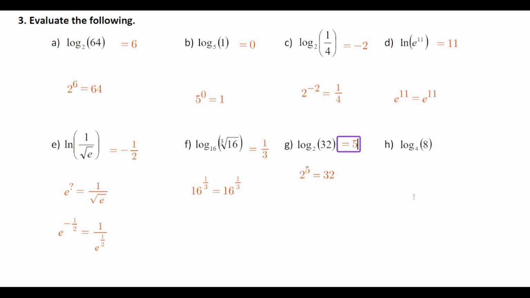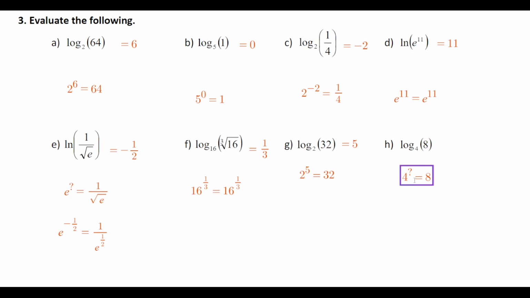Log base 4 of 8. Now we're getting a little trickier here. Okay, 4 to what power is 8? Now 8 is not a power of 4 in the sense that you can't raise 4 to a whole number power and get 8. Right? 4 to the first power is 4. 4 squared is 16, so it's got to be somewhere in between there.